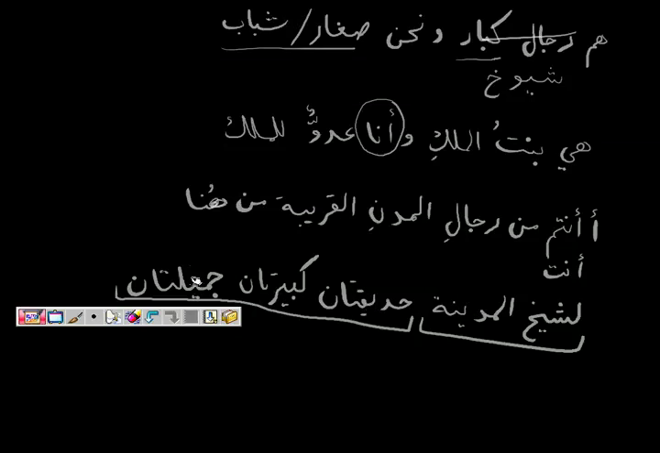حديقتان كبيرتان جميلتان. Two large gardens. Beautiful, two large beautiful gardens. That is the subject. So it's marfu'. لشيخ المدينة. Belong to the elder of the city. If it's a khabar and khabar, or if it's a mubtada, it will be marfu. Both of them are marfu.